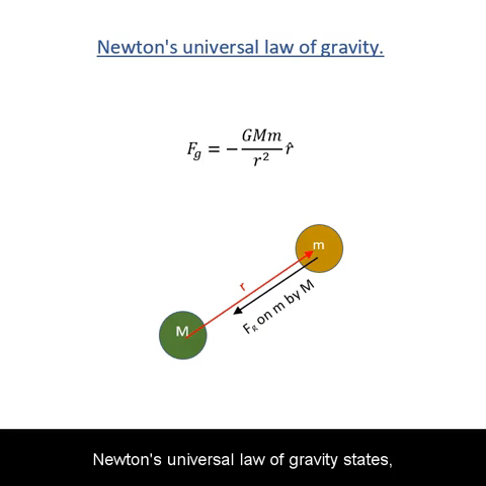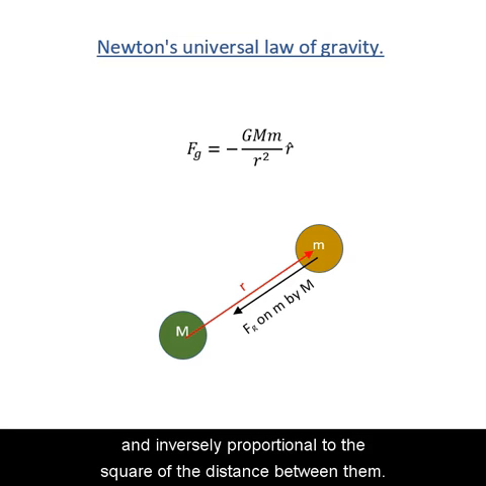Newton's universal law of gravity states that the force of gravity between two masses is directly proportional to the product of the masses and inversely proportional to the square of the distance between them.